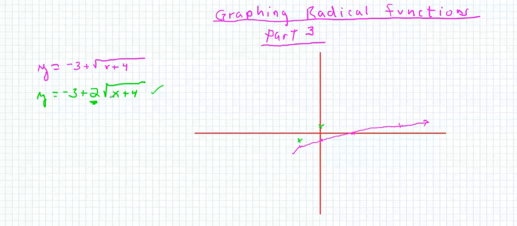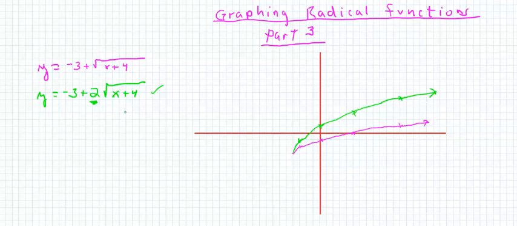And when we go up 3, 3 times 2 is 6. 1, 2, 3, 4, 5, 6. And when we go up 4, 4 times 2 is 8. So we went up 1, 2, 3, 4, 5, 6, 7, 8. And our graph looks like this. That's all there is to it.